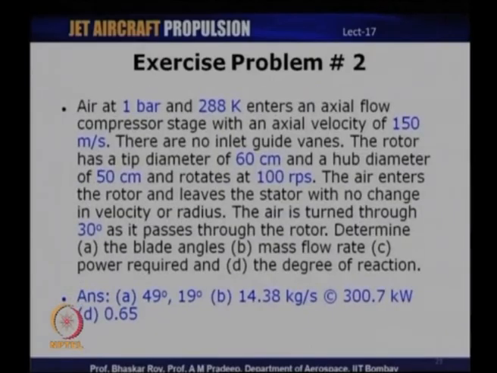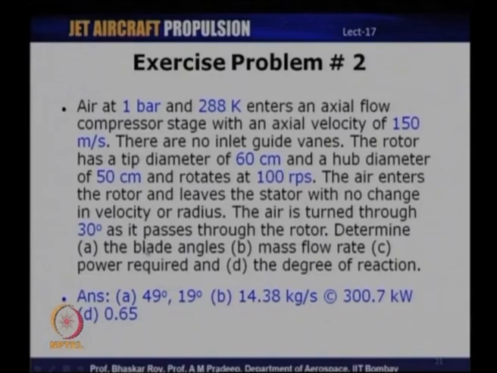The second exercise problem is stated as follows. Air at 1 bar and 288 Kelvin enters an axial flow compressor with an axial velocity of 150 meters per second, and there are no inlet guide vanes specified. The rotor has a tip diameter of 60 centimeter and hub diameter of 50 centimeter and rotates at 100 revolutions per second. The air enters the rotor and leaves the stator with no change in velocity or radius. The air is turned through 30 degrees as it passes through the rotor. Determine part A the blade angles, part B the mass flow rate, part C the power required, and part D the degree of reaction.